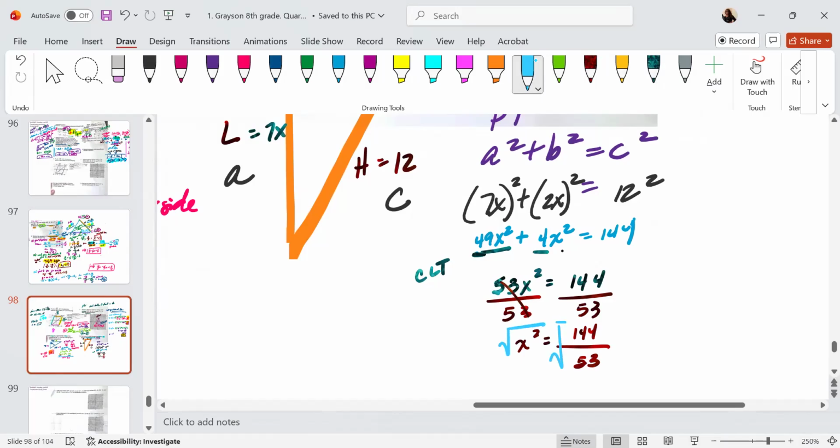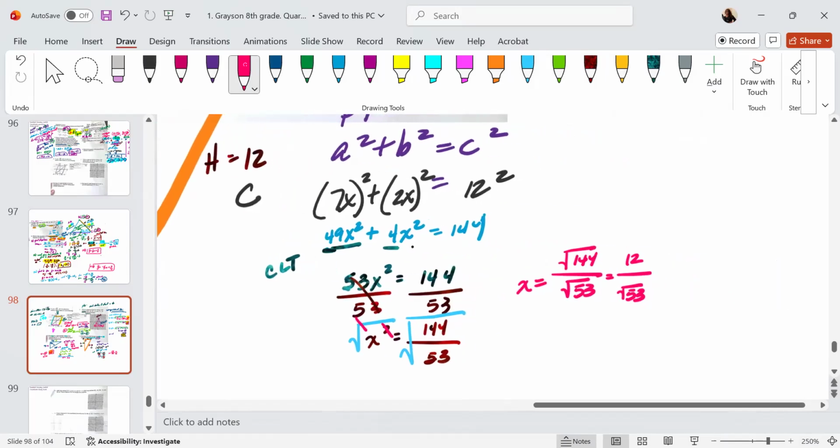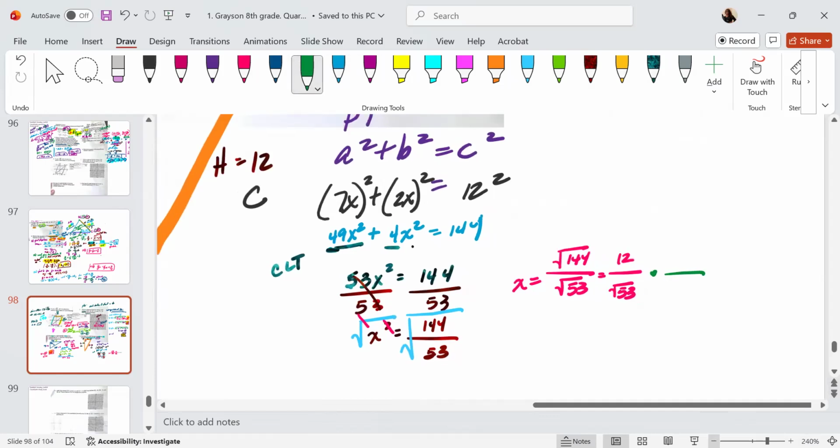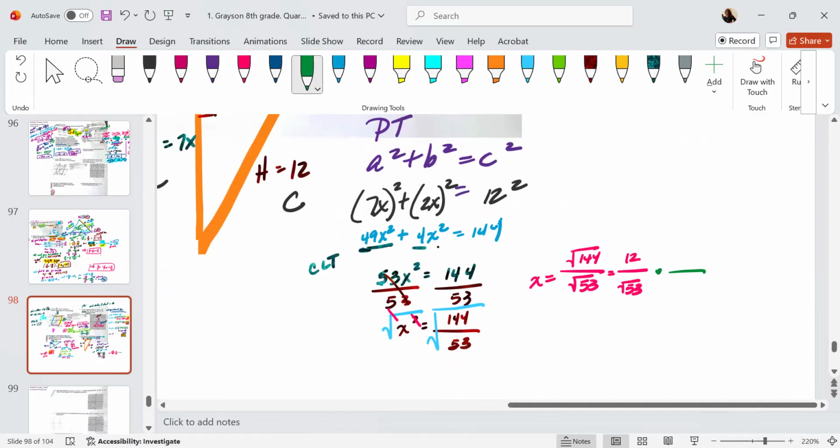Take the square root of both sides. x equals the square root of 144 over the square root of 53. I know 144 is a 12, but then you have 53, correct? Can you have a square root on the bottom? No. How do you get rid of a square root on the bottom?